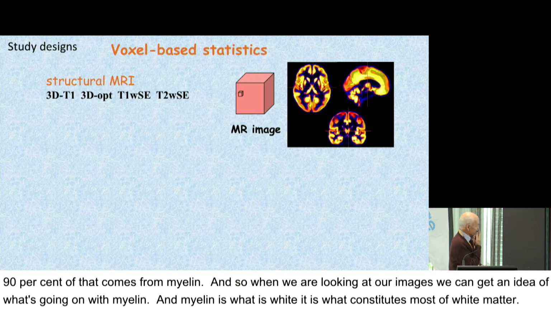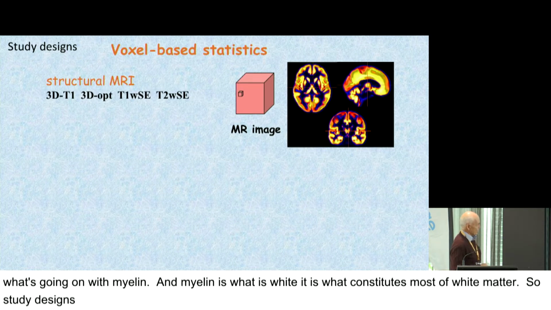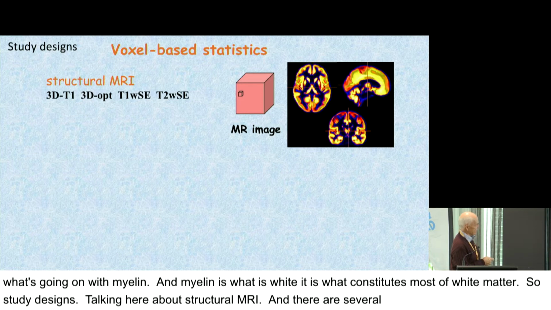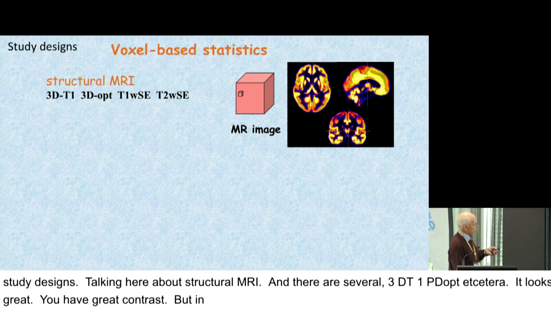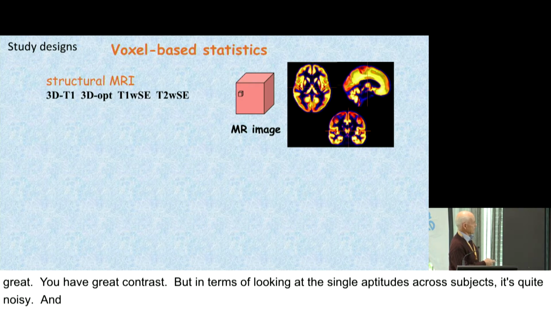So, study designs. Talking here about structural MRI, and there are several flavours: 3D T1, T1 spin echo and T2 spin echo. This is what is mostly used. It looks great, you've got great contrast, but in terms of looking at the signal amplitudes across subjects, it's quite noisy, and we've found that these two, particularly T1 spin echo, which is really not very popular, has given us really quite good results.